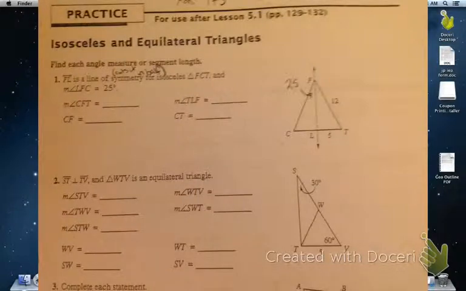Okay, ladies and gentlemen, I know this might be a little bit hard to see. It's the best picture I could get with my iPad.